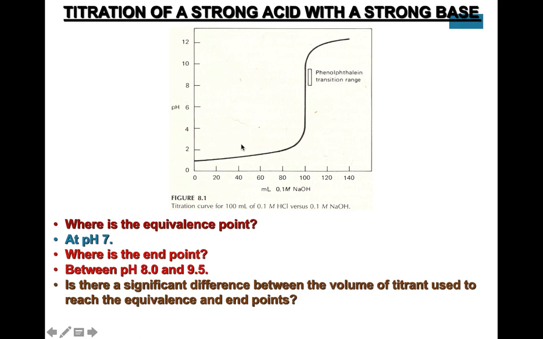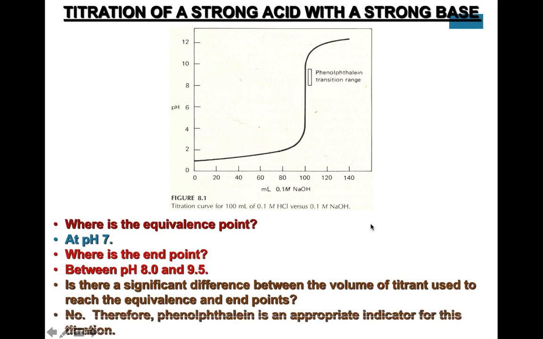It's different if I have a weak acid or a weak base. Where's the endpoint? The endpoint is where the pH indicator that we chose changes color. On this graph, phenolphthalein changes between 8.0 and 9.5 pH. There is no significant difference between a pH of 7 and a pH of 8, 9, or 10 in terms of the volume. That's the reason why phenolphthalein is appropriate.